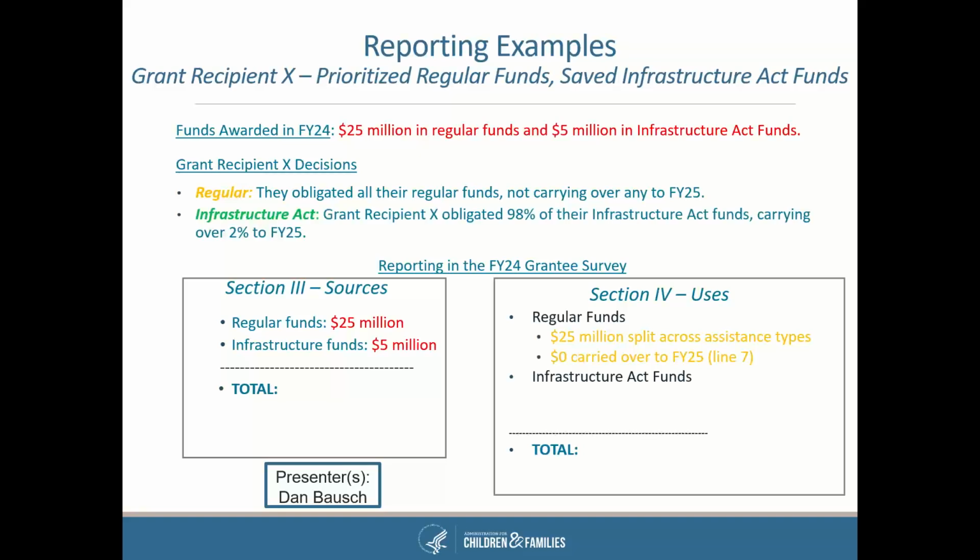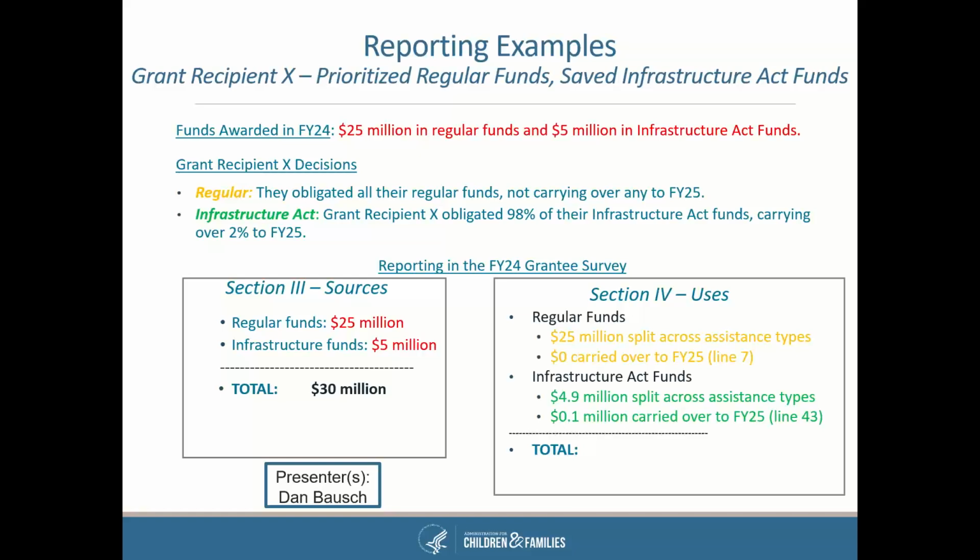Now, what did they do with the Infrastructure Act funds? Let's pretend they decided to obligate most of it, 98%, and carry over just 2% to 2025. So if we take 5 million and calculate 98%, that's 4.9 million. They would be putting on the lines for assistance and administration and other items they may have obligated it for. And the small 2% of funds that they carried over, 0.1 million, gets put on the Infrastructure Act carryover line toward the bottom of the report.